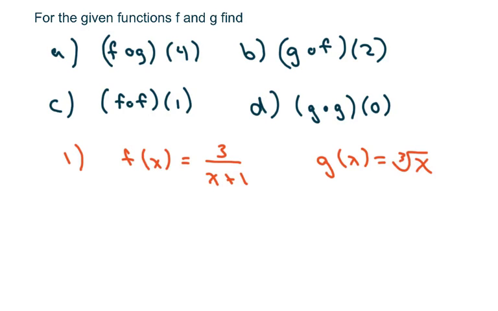Hi everyone. We're going to find the composite functions A, B, C, and D where f of x is 3 over x plus 1 and g of x is the cube root of x. So we're going to get started. This is part 4 and these are the last set.